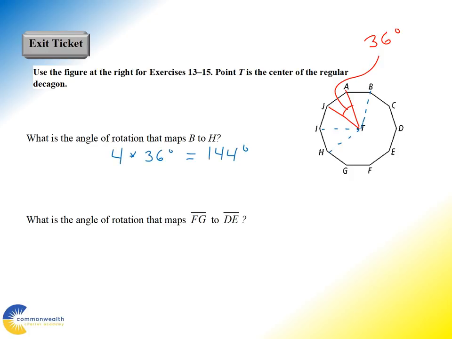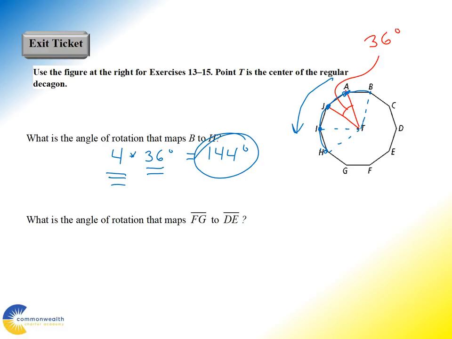So the angle of rotation, if I move from B to H, I'm just going to count. I'm heading in this general direction here. So I'm going from B to A to J, and I'm basically just going to count. I did 1, 2, 3, 4 rotations. That's where this number comes from. So I did 4 36-degree rotations, which is 144 degrees.